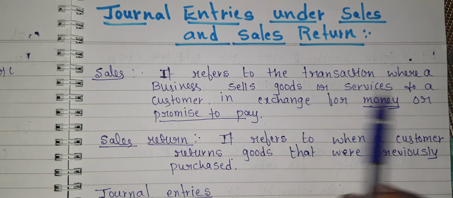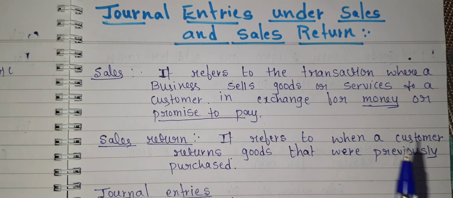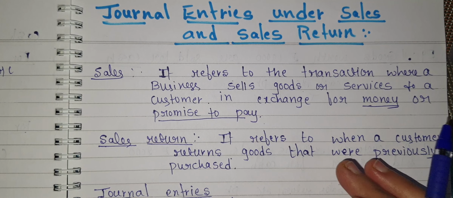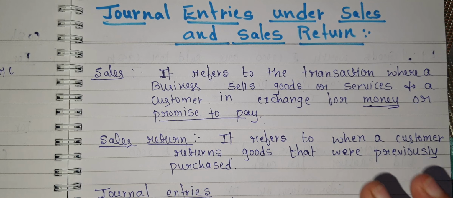Now we will see the meaning of sales return. It refers to when a customer returns goods that were previously purchased. This happens if the goods are defective, damaged, or the customer no longer needs them. Then the customer returns the goods. And here, whether this sales return is a profit or loss to the business? Sales return is considered a loss to the business.